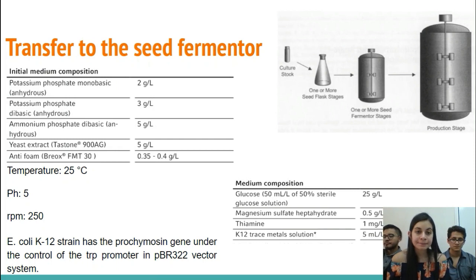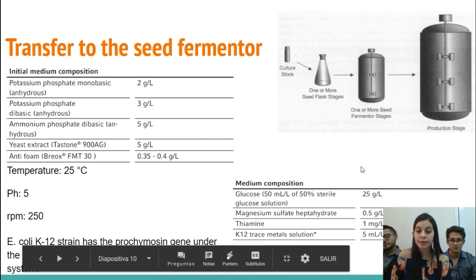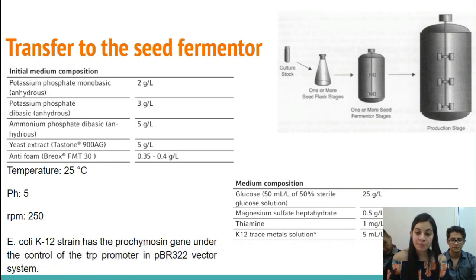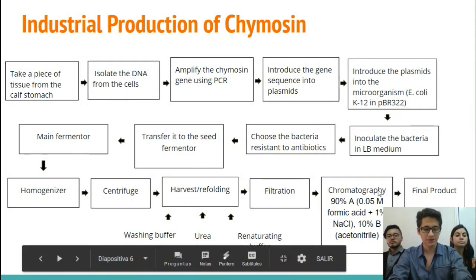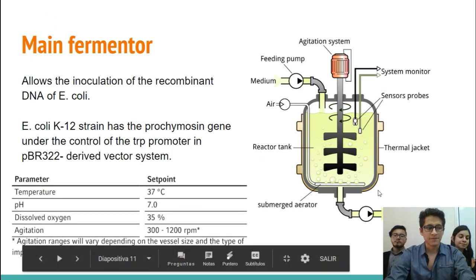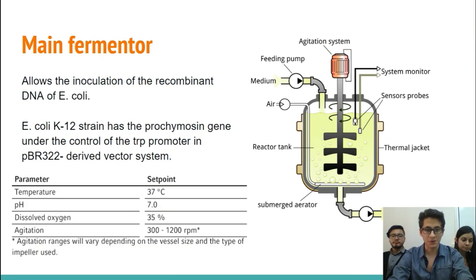Then the inoculum is transferred to the main fermenter that needs to have some conditions, like 25 grams of glucose, 0.5 grams per liter of magnesium sulfate, 1 milligram of thiamine, and 5 milliliters of K12 trace metal solution. Then we need to transfer it from the seed fermenter. The bacteria is transported to the main fermenter, which helps the bacteria to grow.